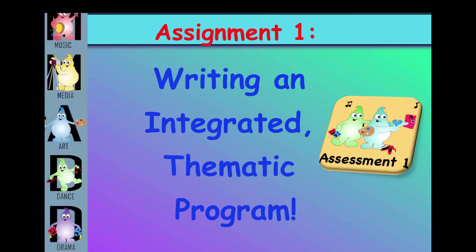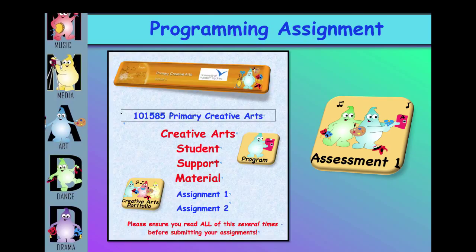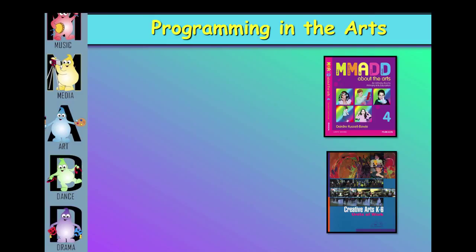This video is going to show you how you can write your integrated thematic program and get a very good mark for your assignment 1. What you really need to do is read the learning guide as well as the Creative Arts student support material. This has extensive coverage about every single requirement of both assignment 1 and assignment 2. Read it again and again, as well as reading the learning guide and watching this video all the way through.